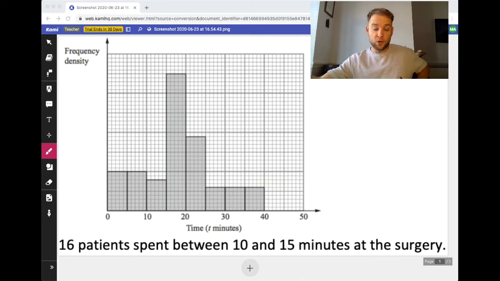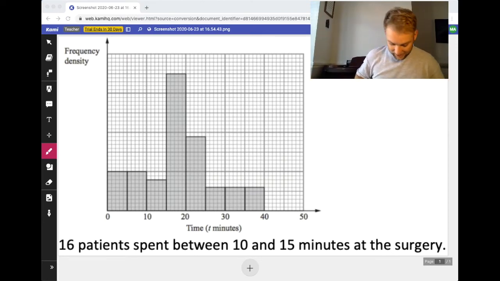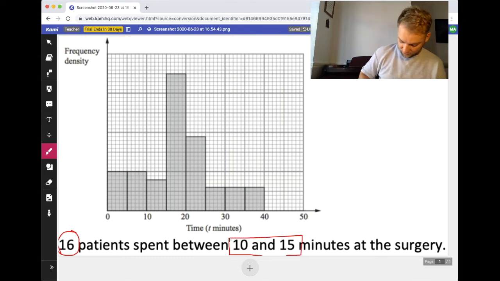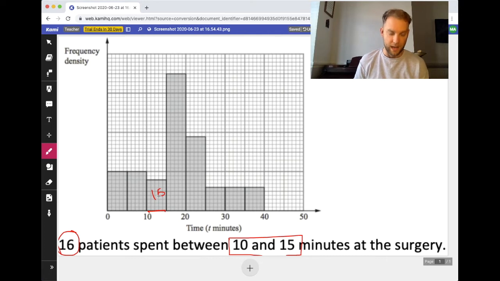So I've got the screenshot here for us to have a little look at. So this first line is the really important line. It says that 16 students here is between 10 and 15. So if I look between 10 and 15, well, that's going to be here, isn't it? Between 10 and 15, which is there. So I know the area of that rectangle there must be equal to 16 because the frequency of it is 16. Now remember, I'm trying to work out the frequency density, which is on that left-hand side.